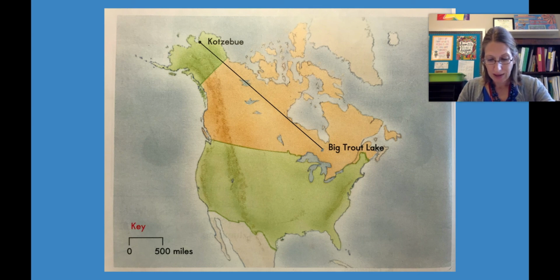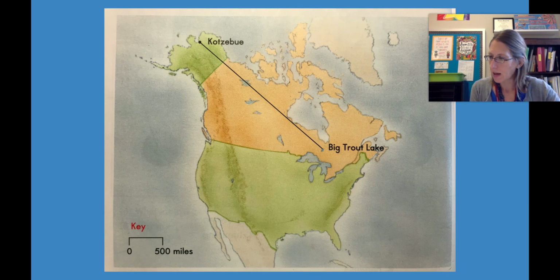Here's a map that shows Canada and Alaska. You can see the route that goes from Big Trout Lake to where Umu and Ulak live. So everyone, please touch Big Trout Lake. What country is that lake in? Canada. Touch the place where Umu and Ulak live. That place is in the United States. What state is it in? Alaska. Nice job.